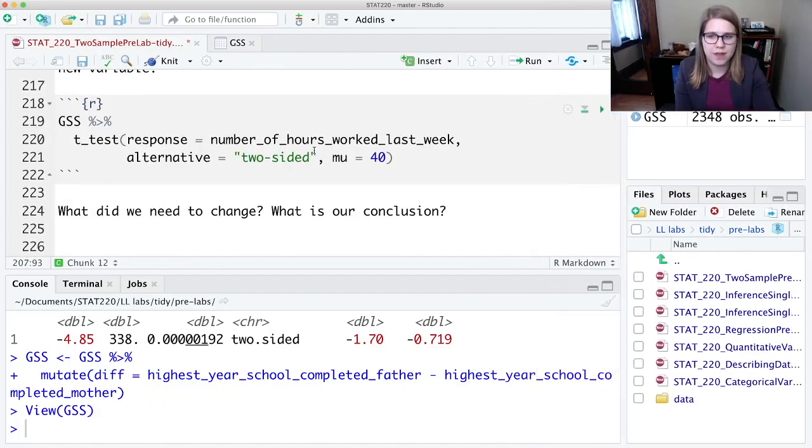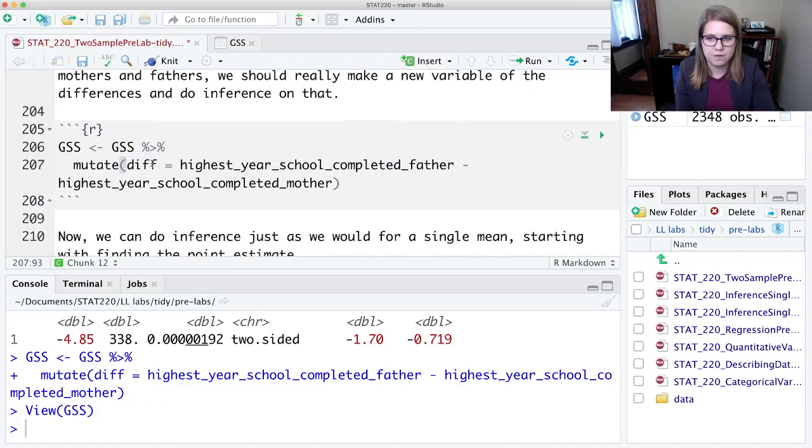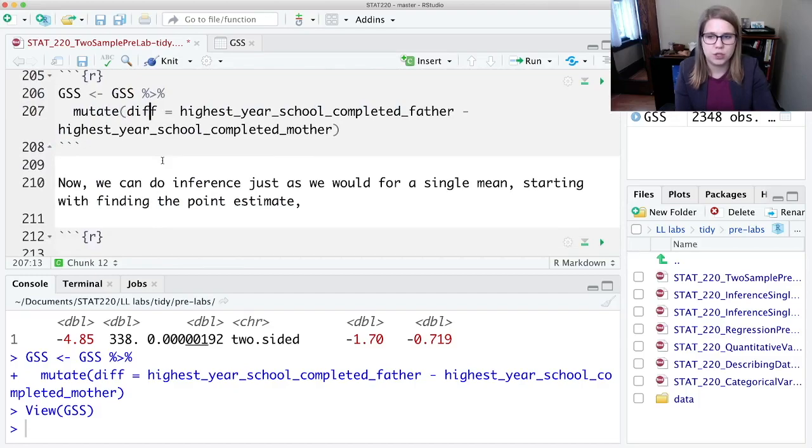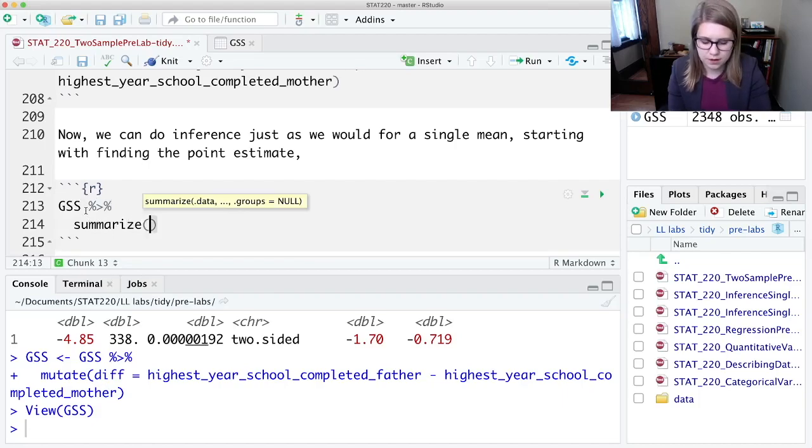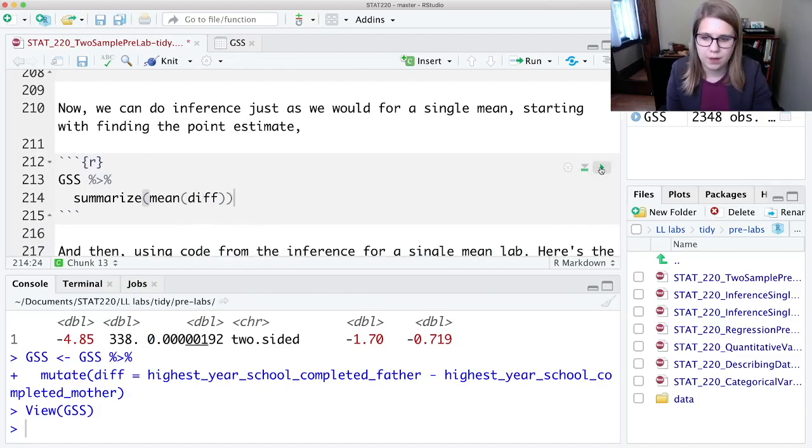Now that we have that single variable, diff, we can do inference just like we would for a single mean. We could start with finding the point estimate. Again, you could think about this from the quantitative variables lab and see if you could find that point estimate. You could pause the video and see if you could do it. And I'm going to do it. So I'm going to take the GSS data, and then I'm going to summarize, and I'm going to find the mean of that difference, diff. And I'm going to hit play.